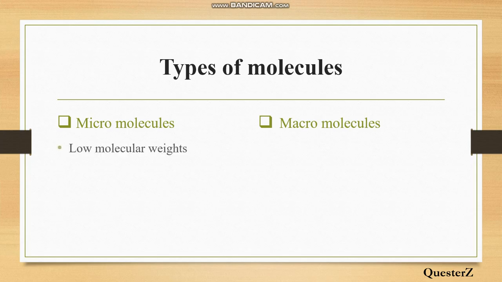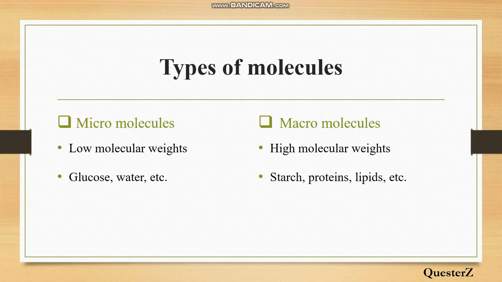Micromolecules have low molecular weights, while macromolecules have high molecular weights. That is the difference between these two types. Micromolecules include glucose, water, etc. that have low molecular weights. Macromolecules, because they have high molecular weights, include starch, proteins, and lipids. Highly complex molecules exist among the macromolecules, while the simple, low molecular weight ones are micromolecules.